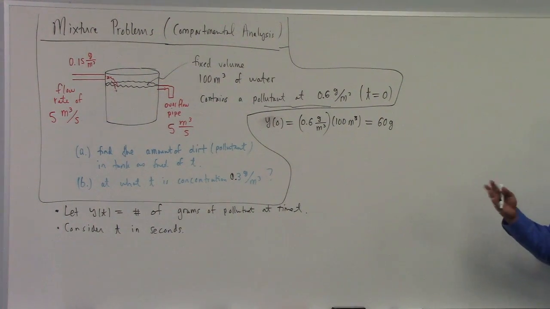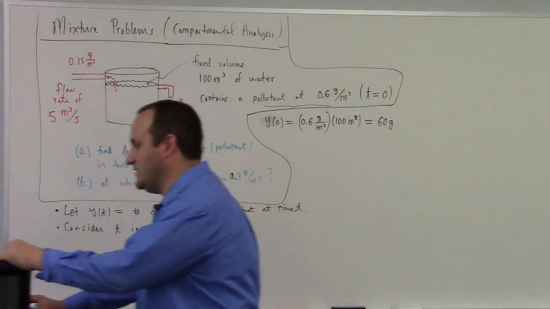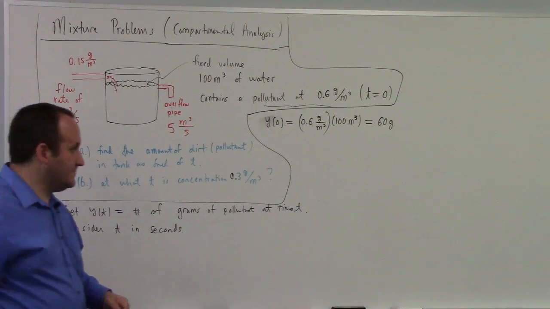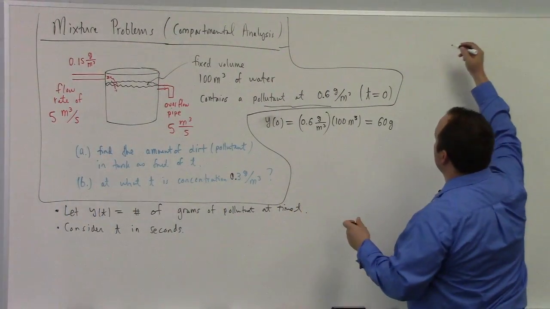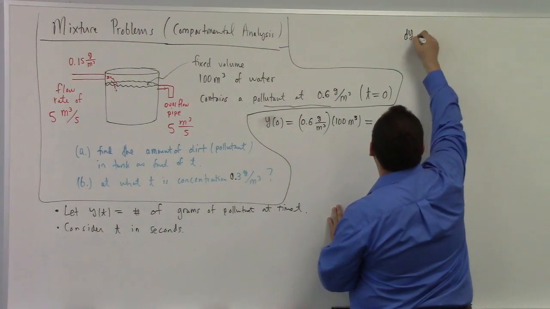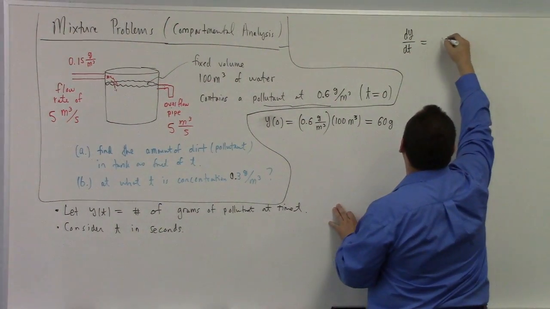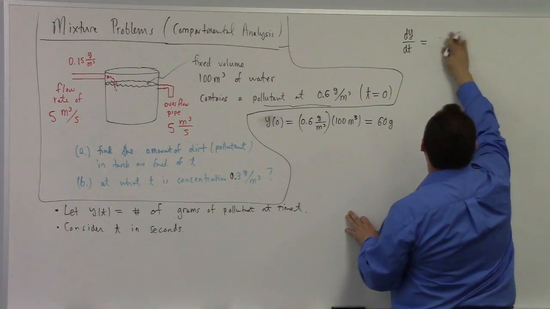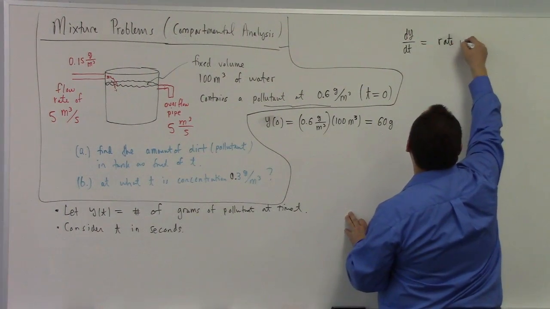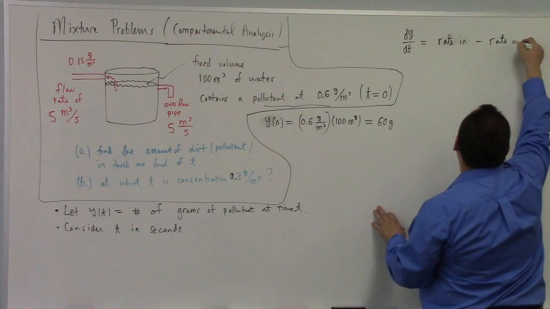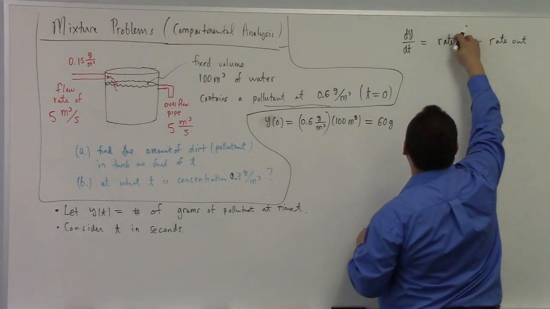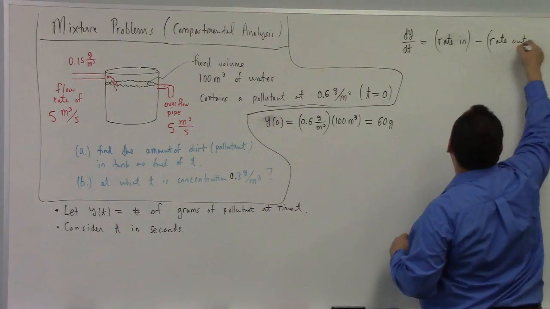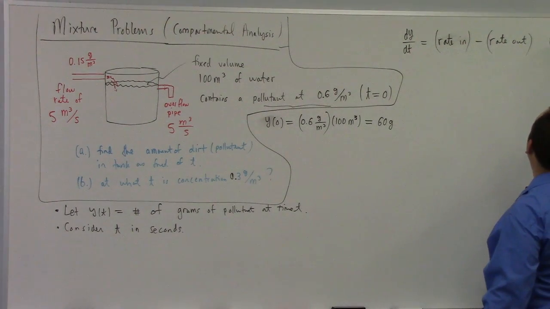So let's fix that. That's the start. We have to decide what we're trying to model. We're trying to model the number of grams of dirt in the tank at time t. Now that we've settled that, we write down our differential equation. What is dy/dt equal to? Rate in minus the rate out. Or you could say rate in plus rate out, taking the rate out to be negative. The rate is in number of grams per second.